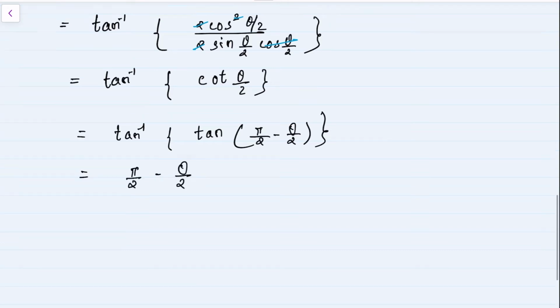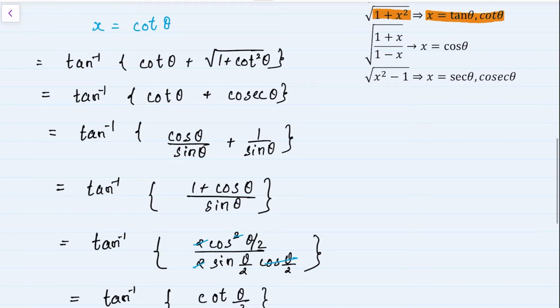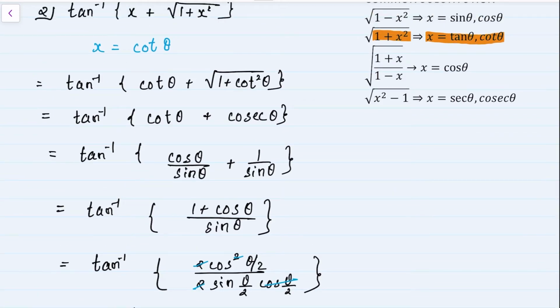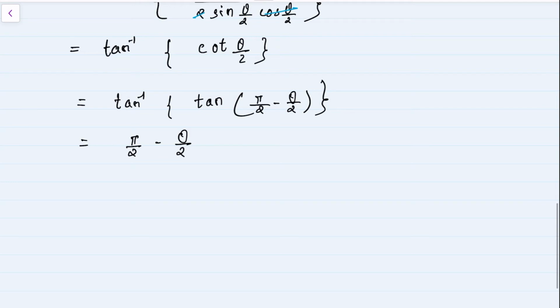Now theta was introduced by us, it was a supposition, so we need to resubstitute theta in terms of the inverse function. So we can write x is equal to cot theta, which means theta can be written as cot inverse of x. So now we'll substitute cot inverse x instead of theta, and our final answer is pi by 2 minus cot inverse of x, whole by 2.